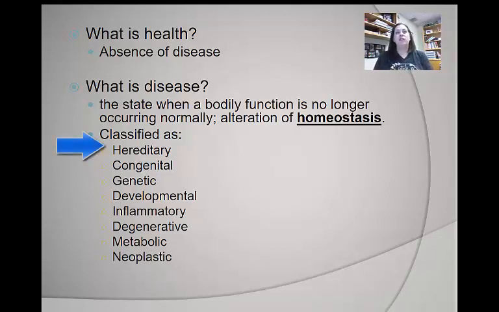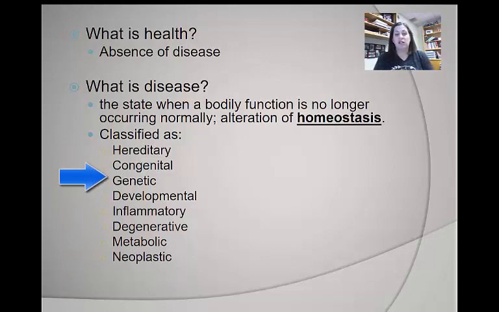So when we look at a disease, if we say it is hereditary, this means that it came from your parents. It was passed down from your parents to you. So this does have a genetic basis, which means that it also would fall into what we would consider a genetic disorder as well. We also see there's congenital. Congenital means that it was present at birth. We may have detected it or we may not have detected it, but it was present from birth.